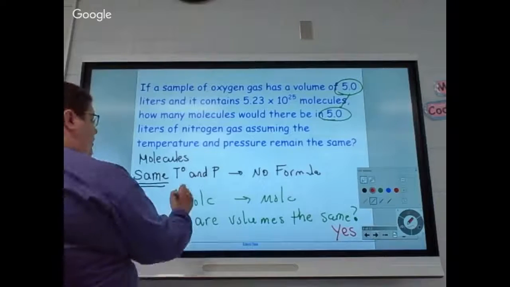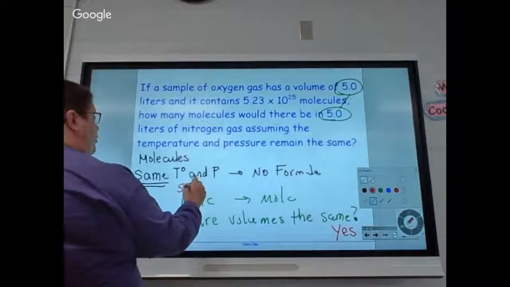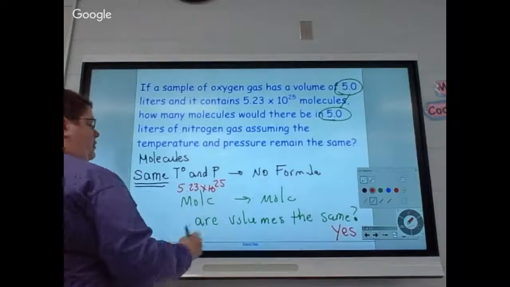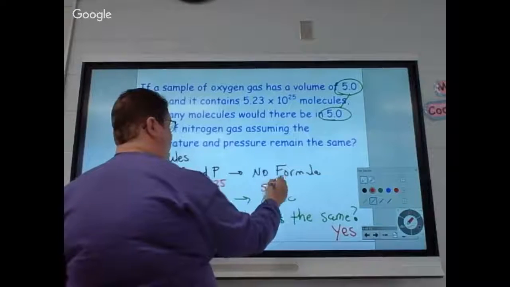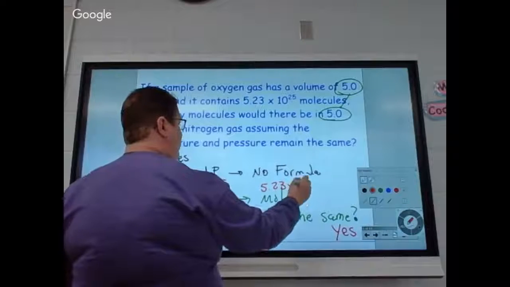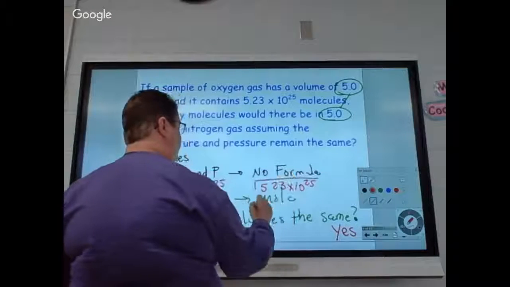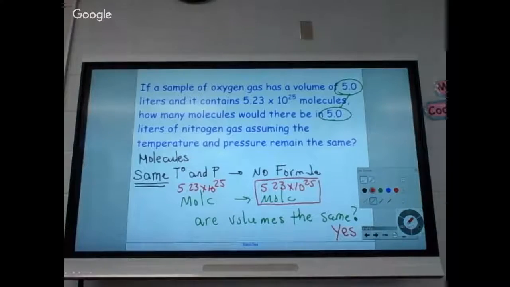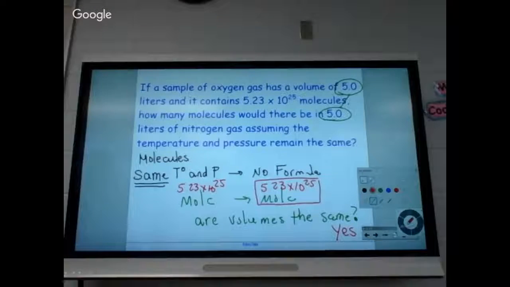So the molecules here were 5.23 times 10 to the 25th. So the molecules have to be 5.23 times 10 to the 25th. That's your answer. Do you have to actually do any calculating here? No. Okay? You don't. If the volumes are the same, the molecules are what? The same. There's nothing to calculate.